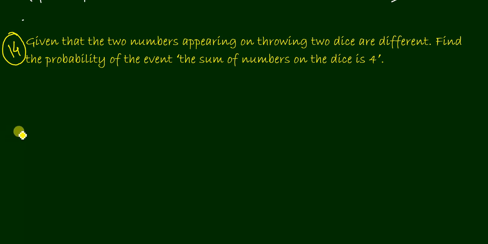In question number 14, it is given that the two numbers appearing on throwing two dice are different. Find the probability of the event that the sum of numbers on the dice is 4. Means it is given that the two numbers we get are different. Okay, and we have to find out the sum of numbers on the dice is 4. So this is E event and this is F event. We have to find out E when F is already happened.